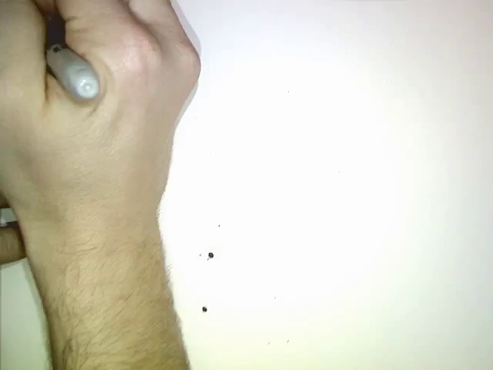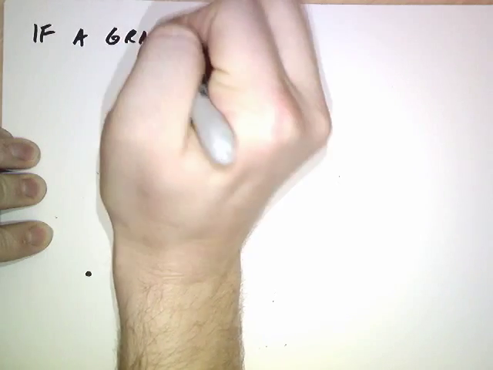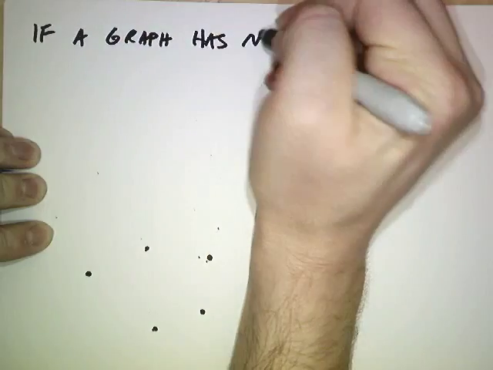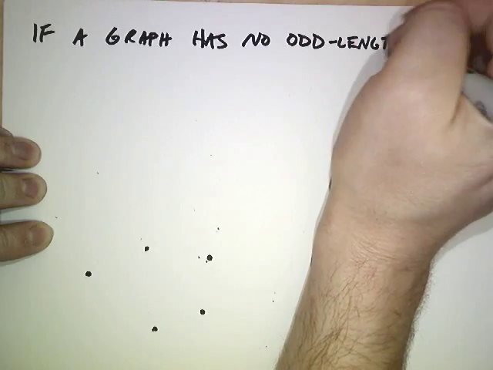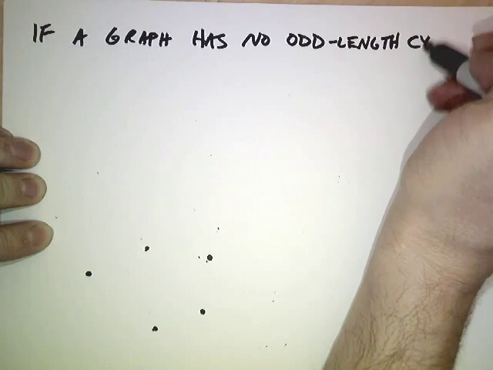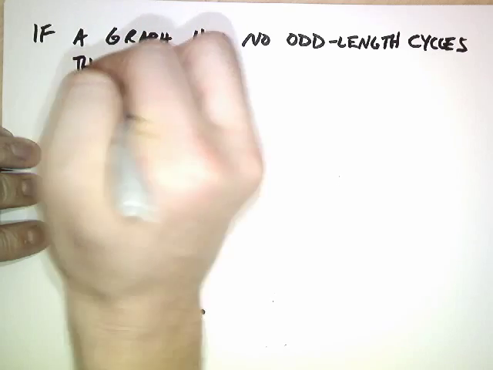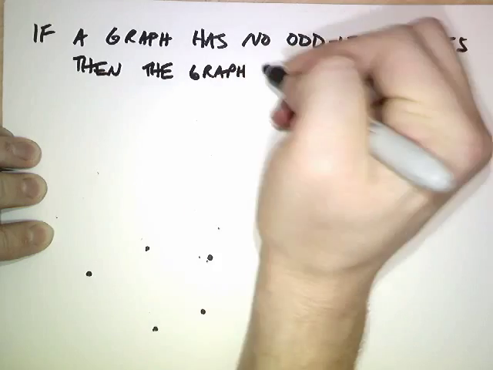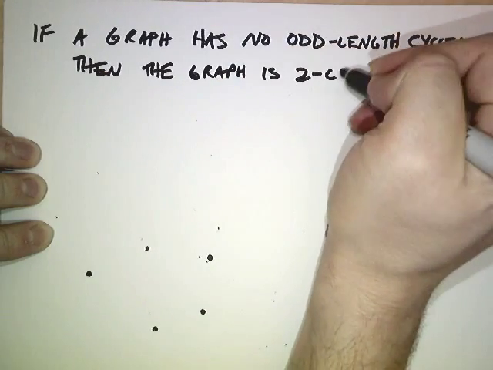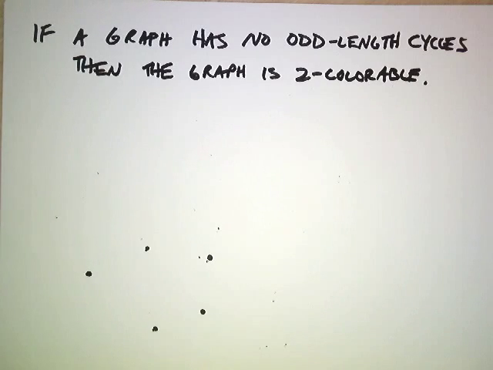In this video, I want to prove to you that if a graph has no odd length cycles, then the graph is 2 validly colorable, so 2 colorable. So if a graph has no odd length cycles, then the graph is 2 colorable.